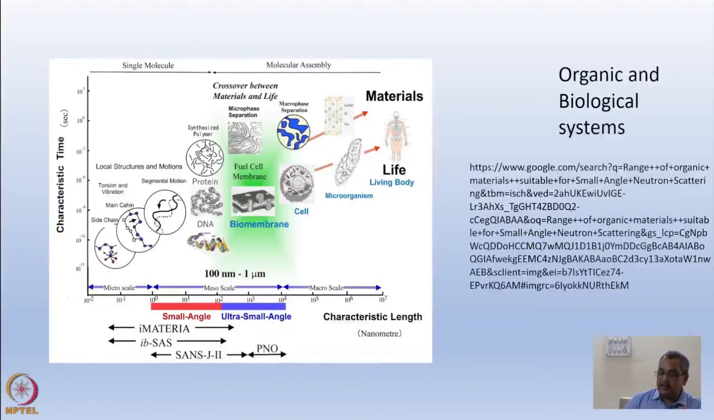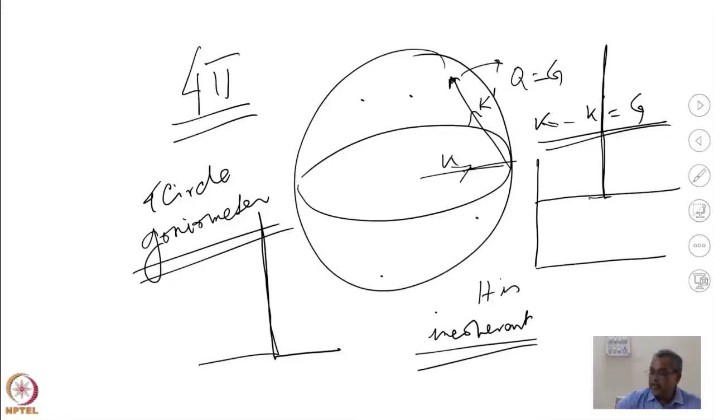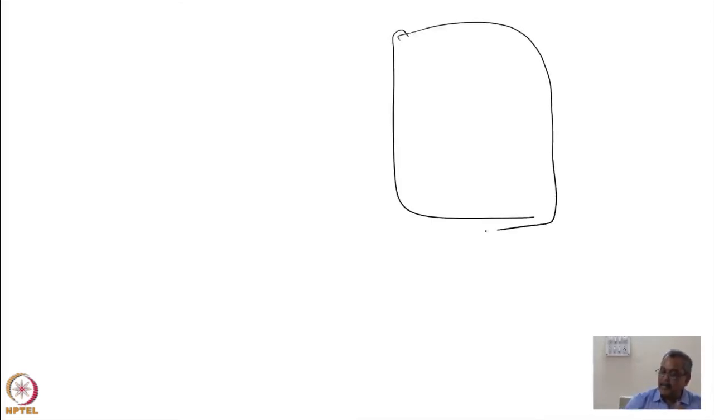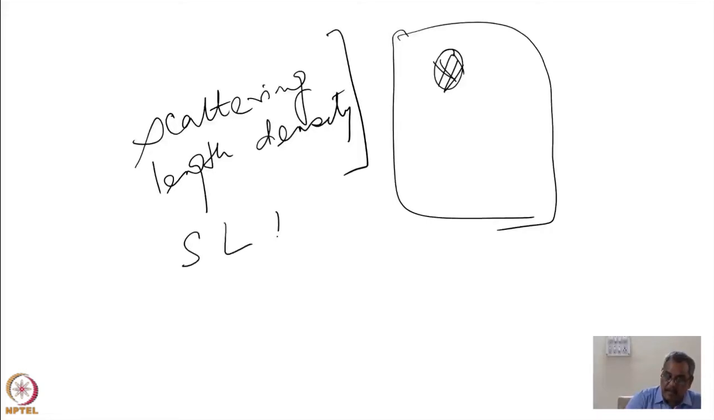Now onwards I'll use the word SANS, but remember in your mind that what I'm talking about is actually small Q scattering. We are using it to study mesoscopic size inhomogeneities in a media. Please remember inhomogeneity. What I mean is that you have a matrix, some kind of matrix, it can be a liquid or it can be a solid, and you have an inhomogeneity which has a different scattering length density. Please note the term SLD. I have forgotten about the microscopic structure of the medium.